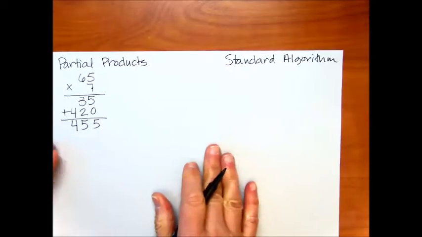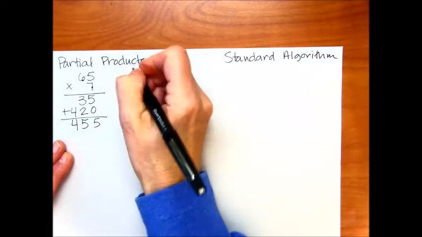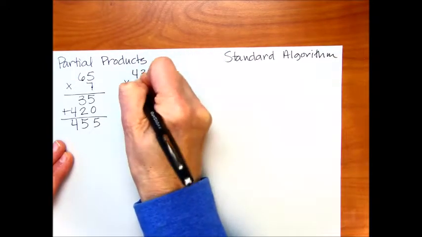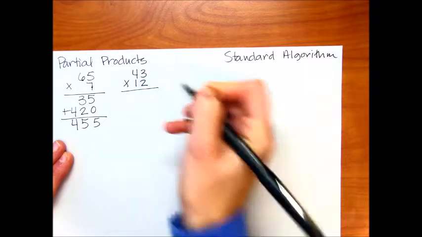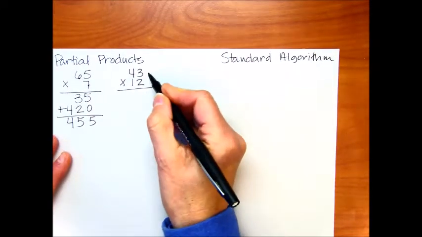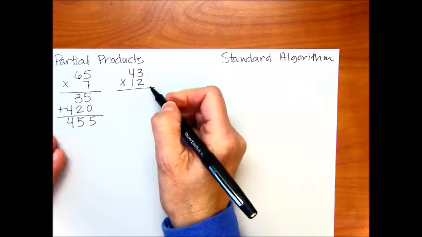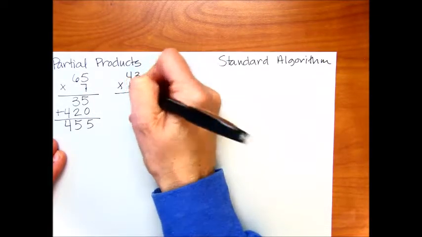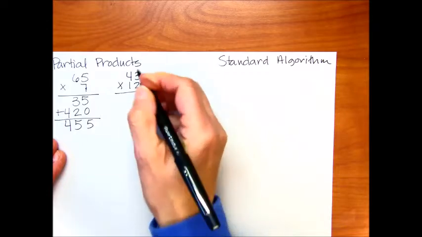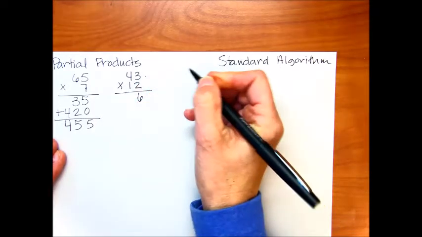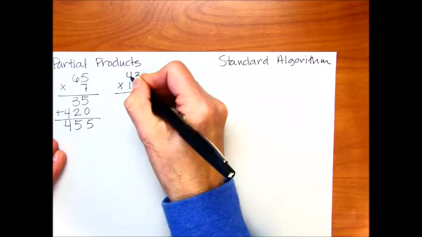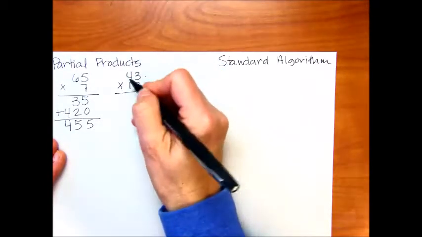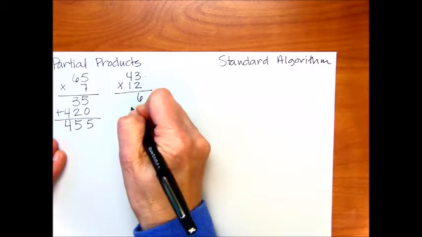Let's do another one. Let's say we have 43 times 12. Here I'm multiplying a 2-digit number by a 2-digit number. This is the ones column, this is the tens column. 2 times 3 is 6. 2 times 40, because that's 4 tens, 2 times 40 is 80.